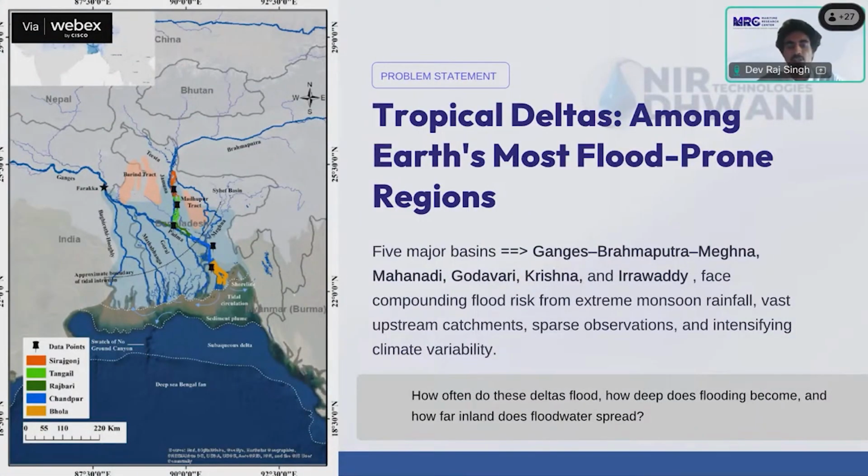and Irrawaddy. So these deltas receive an intense amount of monsoon rainfall, especially in the months of July and August. That can cause a high level of water discharge that can affect the dense population that lives in the low-lying areas. Despite their importance, many of the tropical river systems have been less studied compared to the temperate river systems. So the question that we'll be trying to answer is how often do these deltas flood, and what is the depth and the extent of the flooding?